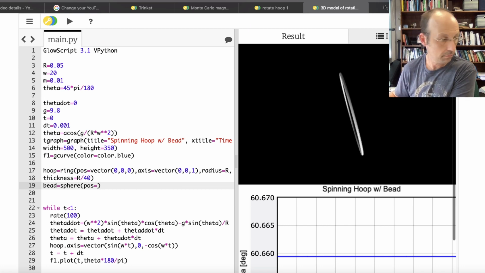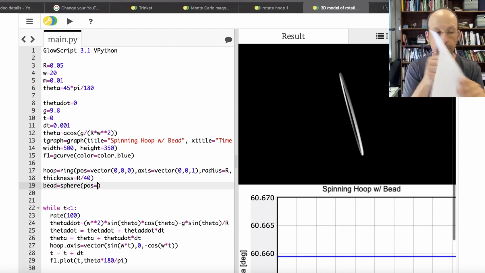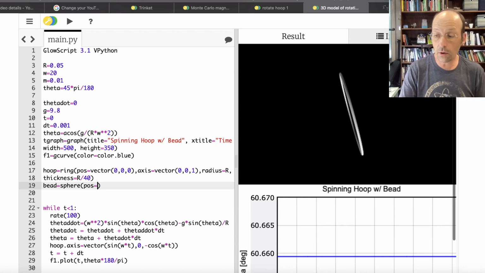Where'd it go? Here it is. Okay, so I know x, y, and z. I can just use those coordinates and put it in here. So the position is going to be a vector. They all have an r in there, so I'm going to factor that r out.